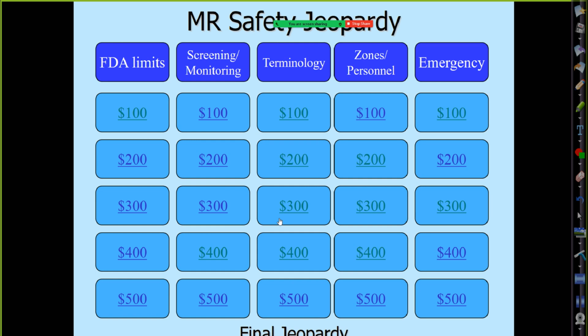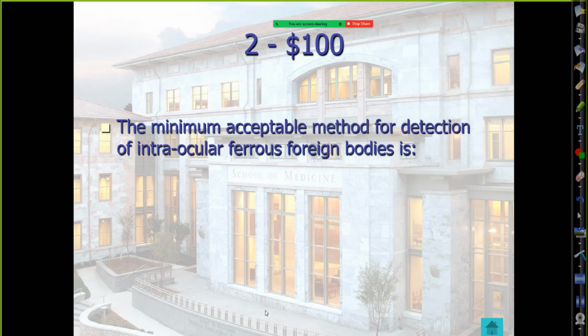Angelique, what did you pick, another one? 400. All right. What is the minimal acceptable method for detection of an intraocular ferrous foreign body? Good, we didn't talk about this. Remember the metal shavings. What's the minimum modality that we can do to rule that out? X-ray. The next higher up would be CT.